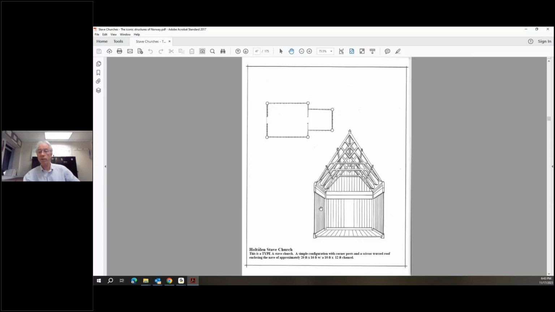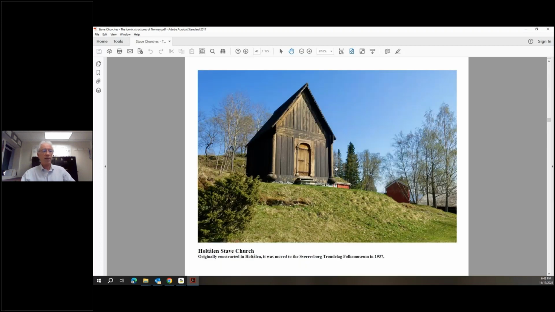Okay, so let's start with one of the type A structures here, and this is Holtalen Stave Church. Very simple, single nave, single chancel, 20 by 16 nave, about a 10 by 12 chancel. Very simple structure, but it's at the roof that it gets a little bit more complicated. We see hand built scissor trusses here. So the structure itself very simple. It has been moved from its original location. It's now in the Sverresborg Trondelag Folk Museum. All right, it was moved there in 1937, so it's been here for quite a long period of time.